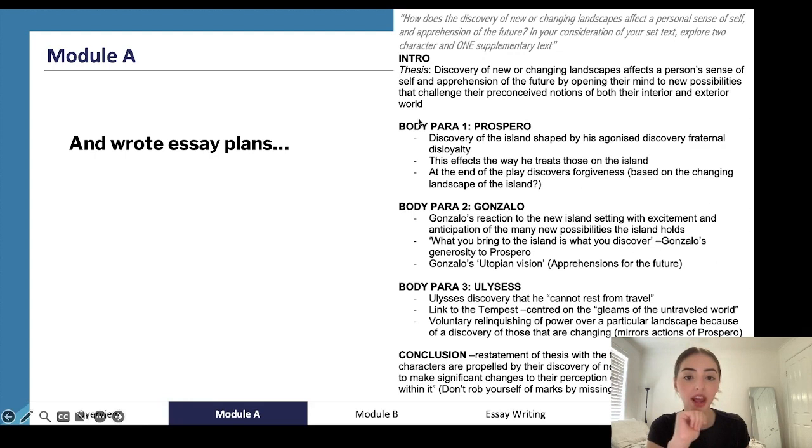My body paragraph one would be this, which relates to my thesis and the question. Body paragraph two would be on this, which relates to my thesis and the question. And then same thing for body paragraph three. And then for each argument, this dot point where your argument would be for each body paragraph, the only thing I would add is evidence. Okay, body paragraph one was on Prospero. This is all my evidence for Prospero. Body paragraph two is on Gonzalo. These are all my pieces of evidence for Gonzalo. And so on and so forth for your other body paragraphs, okay?